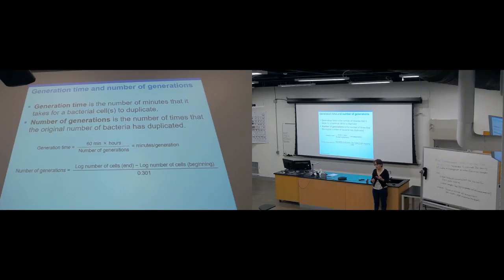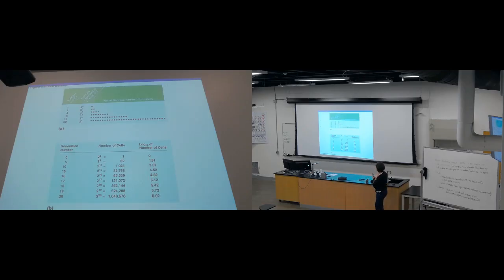So basically, every hour, we have 3 generations, because it's 60 divided by 20, that's 3. In 10 hours, you have 30 generations. So then, 20 generations will be almost 7 hours.